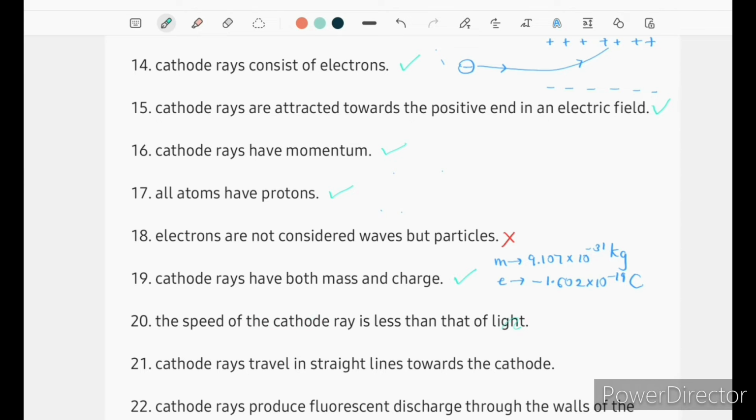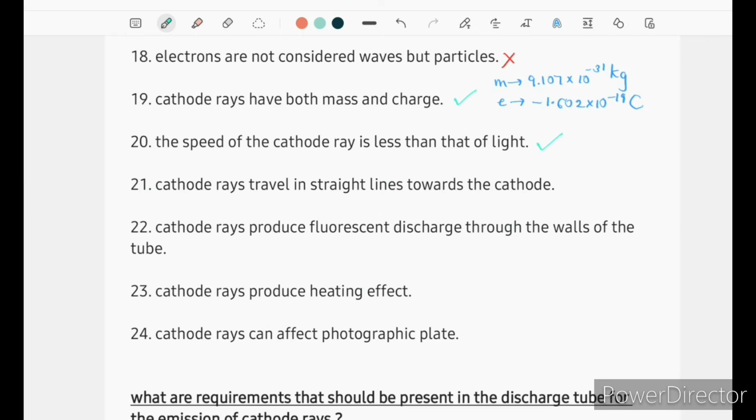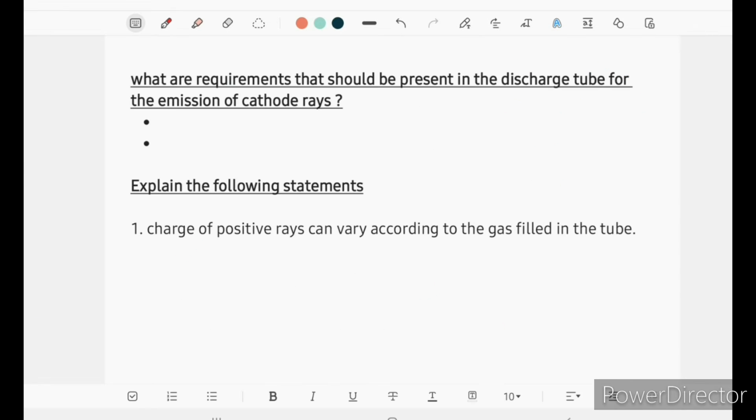20. The speed of the cathode ray is less than that of light. It is correct. 21. Cathode rays travel in straight lines towards the cathode. It is correct. 22. Cathode rays produce fluorescent discharge through the walls of the tube. It is correct. 23. Cathode rays produce heating effect. Correct. 24. Cathode rays can affect photographic plate. Incorrect. Now let's move to the next question.